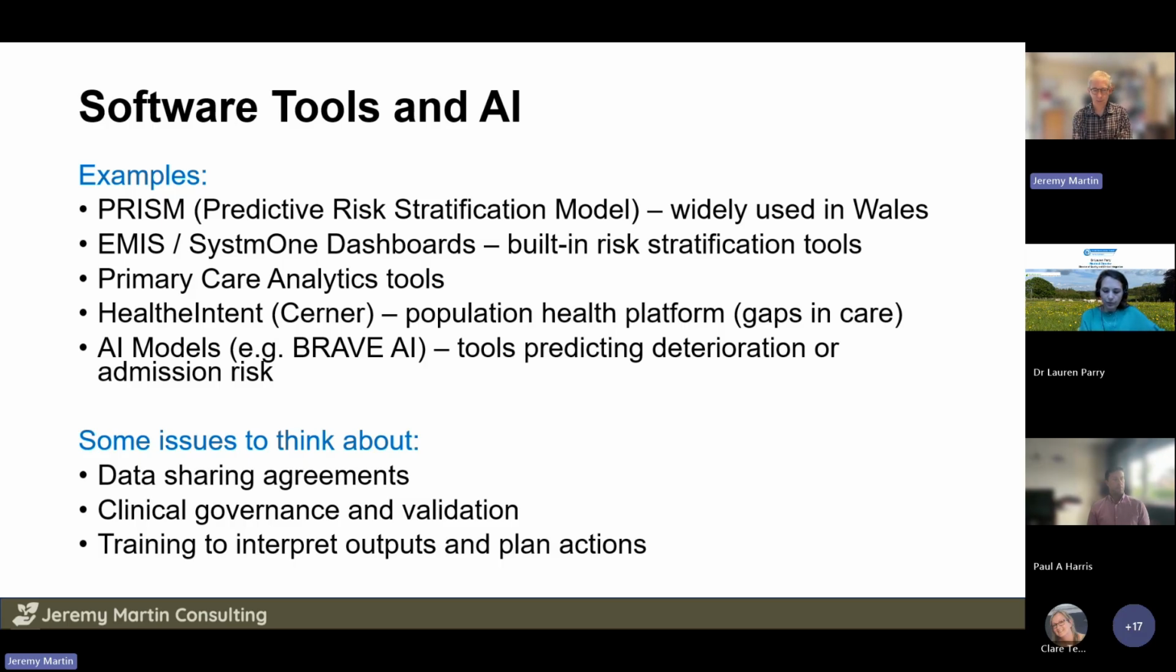Some things to think about: the inevitable data sharing and information governance. Obviously, if you're using your practice data only, then that's not such a concern. However, as soon as you start getting into linked data sets or using hospital data, things get a bit more complicated. And you'll probably need to enlist the help of someone in the ICB. Clinical governance and validation of patients that are selected, just sense checking, making sure that by reviewing perhaps some of the individual case notes that the people being identified are appropriate. And then the training that you may need to either produce the information or interpret it. Some things to think about.